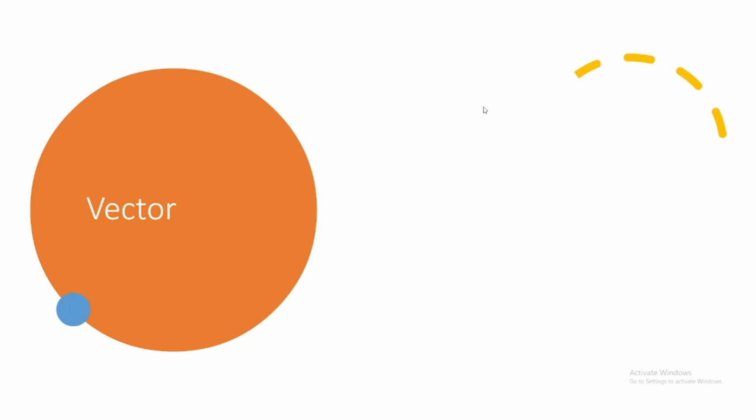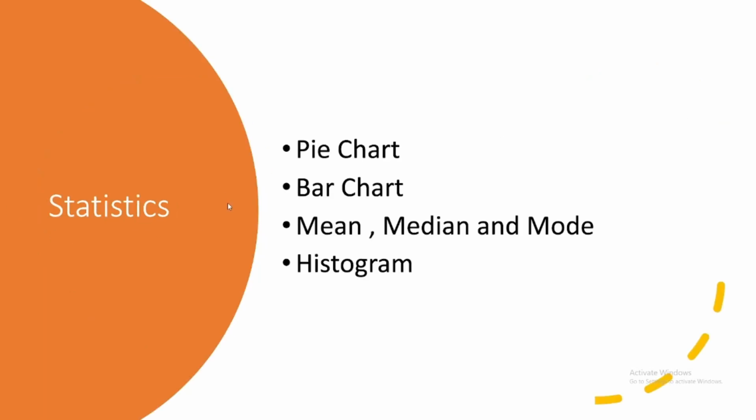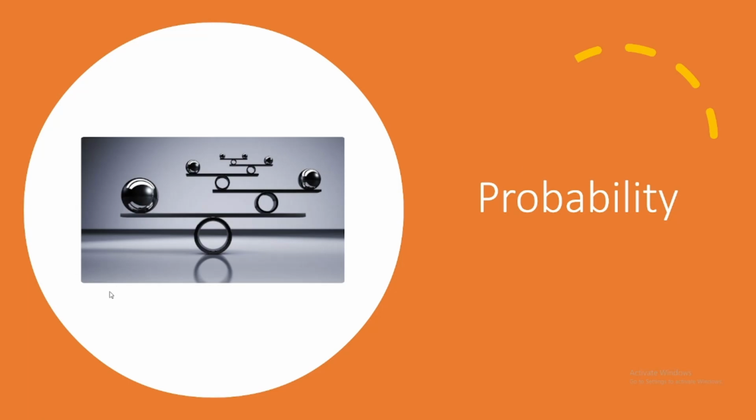I could have written subtopics, but it would have been useless because I will be teaching them simultaneously. Then we have statistics, one of the easiest topics, but I don't know why, some find it quite difficult. We have pie chart, bar chart, mean, median, mode, and histogram. Probability is also a part of statistics, but I will be teaching that as a whole separate topic. There you go, probability. One of the hardest, if not the hardest.